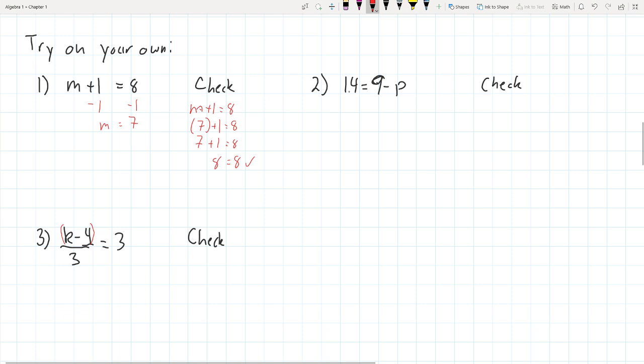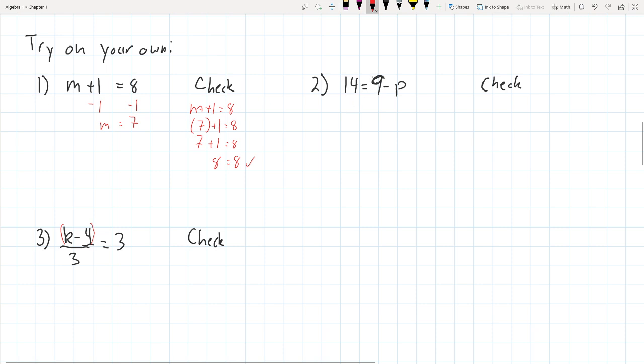Number 2, I have 14 equals 9 minus p. This one's a little weird for 2 reasons. The first is that the 9 minus p is on the right-hand side, not the left like we've been seeing before, and that's totally fine. If you want, you can switch these to the other side, so you could have this read 9 minus p equals 14 if you wanted to. That's not necessary, though.